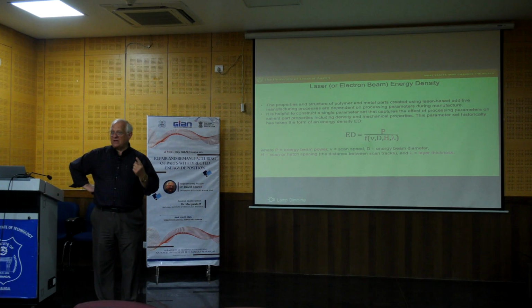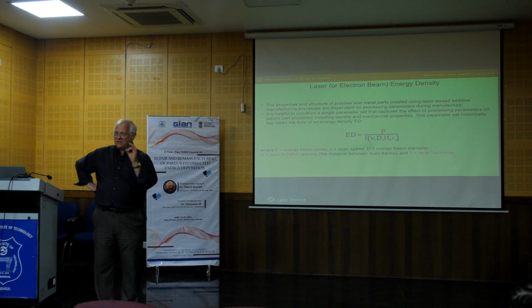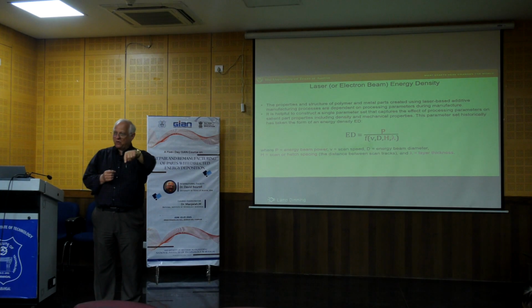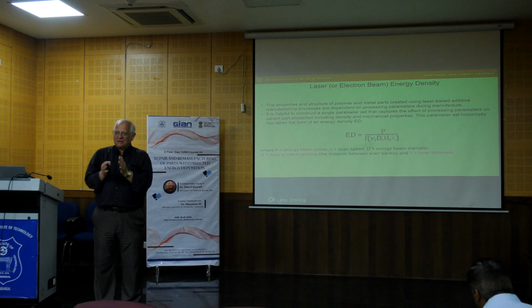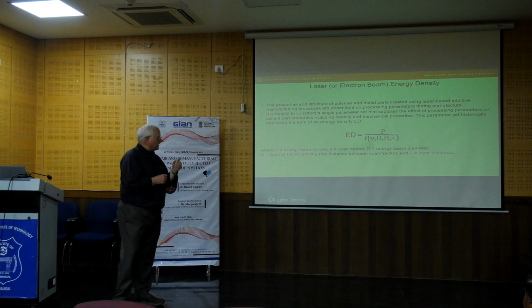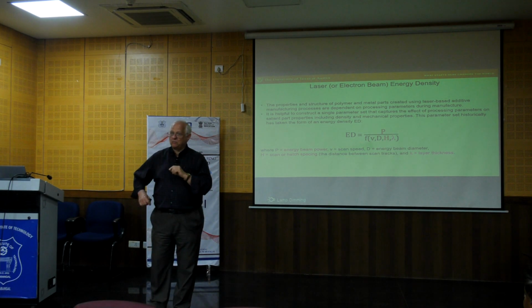So clearly, the power of the energy source is important. The speed with which the beam moves is important. That's V. The size of the beam can be important. The beam size, D. And the hatch spacing can be important, which is the amount of overlap between progressive scans of the part. So typically there's some overlap to make sure that the energy is dispersed everywhere. And then finally, lambda, the layer thickness, can be important as well.